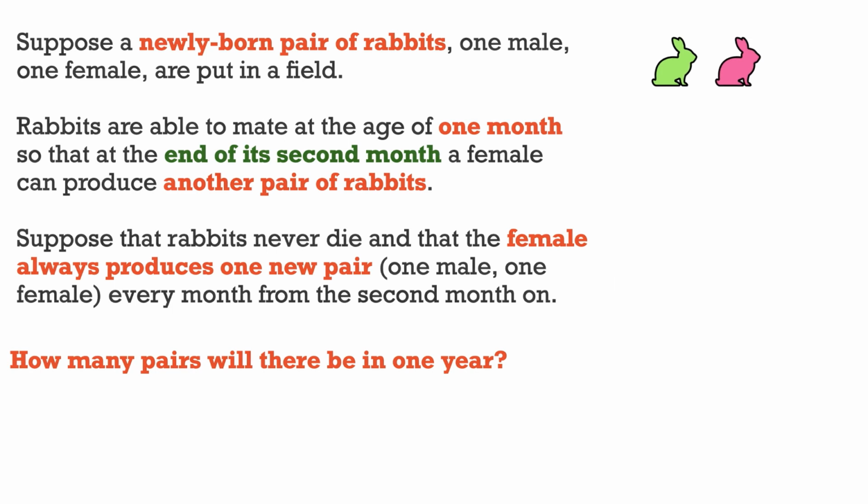Let me explain the solution now. To begin with, initially there is a newly born pair of rabbits. Also, we know that a newly born pair of rabbits, one male, one female, is put in a field. Rabbits are able to mate at the age of 1 month, so that at the end of its second month, a female can produce another pair of rabbits.